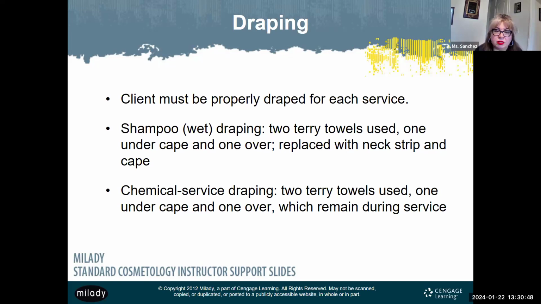When you do chemical services, right, like hair color, permanent relaxers, all that, you probably want to double drape the client. That means two towels, because you want double protection, since you have to protect their clothing and make sure they don't have chemicals on their skin.